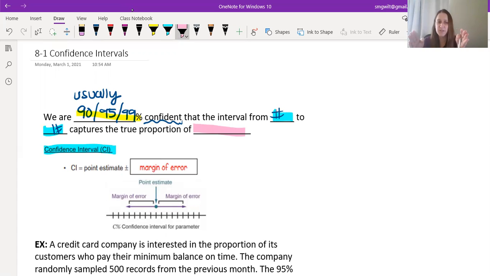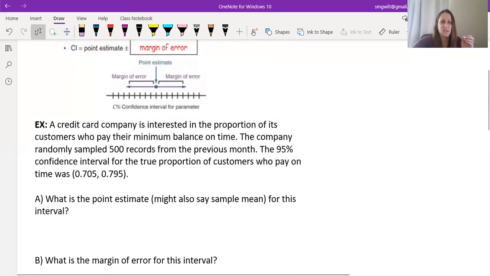So that's going to capture an interval where I am 95, 90, 99% confident that the true population proportion or population mean lies within those two values. So that means that it's not 100% correct that that mean isn't there, but it's a pretty high confidence that I've encapsulated that value. So we're going to look at an example to show this concept.